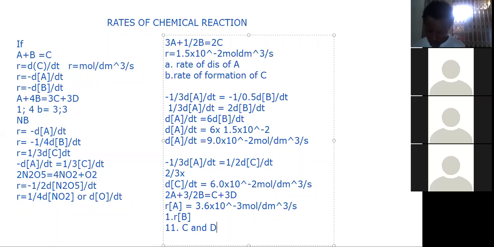From there, we'll do the factors that affect rates of chemical reaction. I'm going to explain the factors using the Boltzmann distribution. Then we talk about the order of reaction. Then we do the rate determining step. Then we solve more questions. Then we are done for the day, and done with rate of chemical reaction.